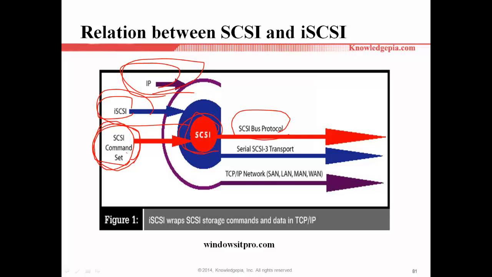To use this kind of command, we have to use iSCSI between the IP network and SCSI. In the case of TCP networks, we normally use SAN, LAN, MAN, and WAN networks. So iSCSI normally wraps SCSI storage commands and data in TCP/IP, between SCSI and TCP/IP.